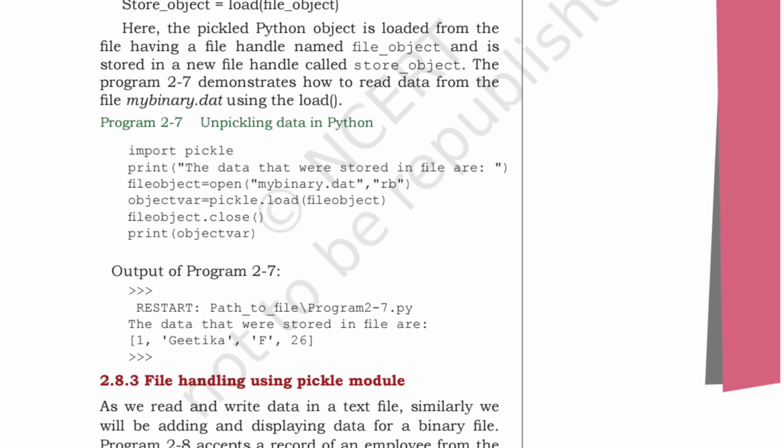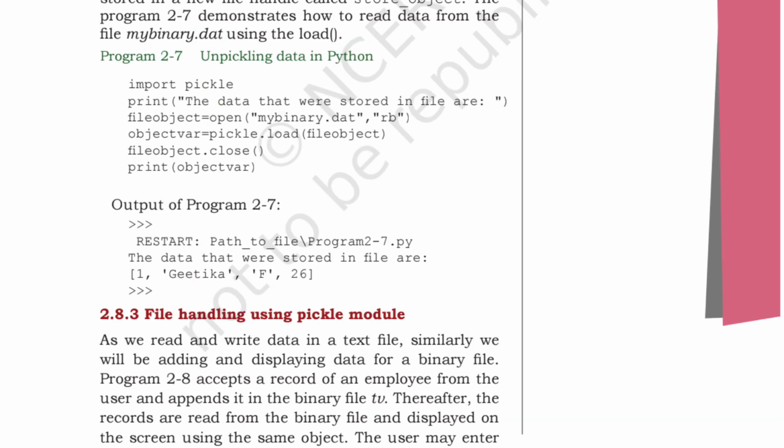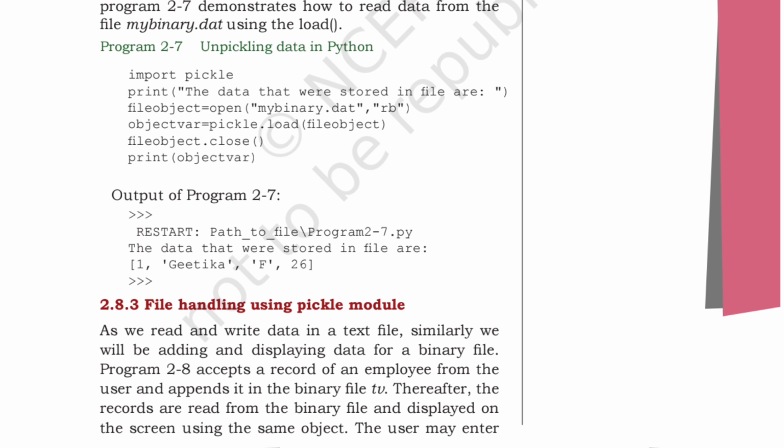Okay, this is the output. The data that were stored in the file are 1, Gitika, F, 26. Okay, that is your unpickling data in Python.